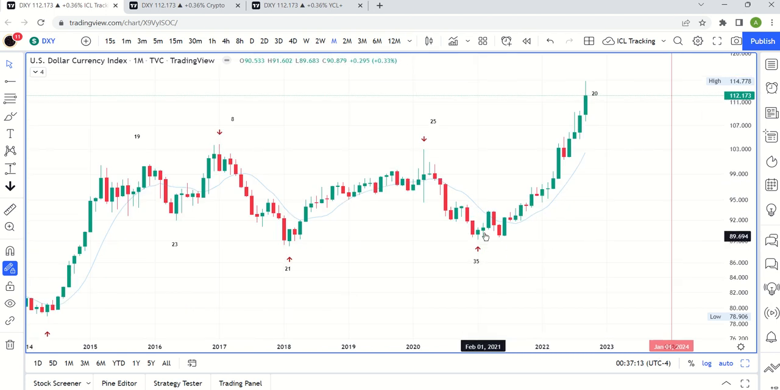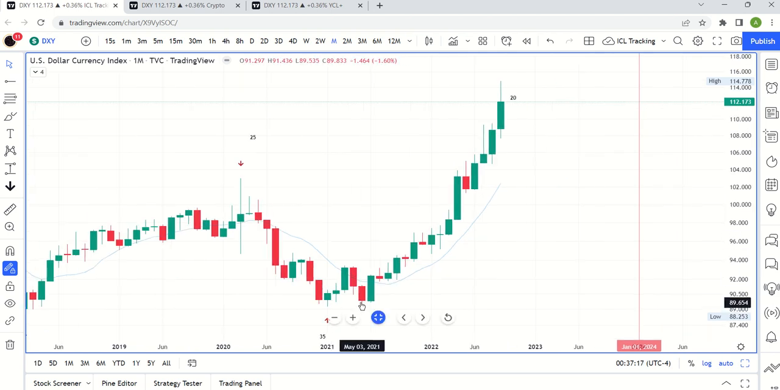We had this little scary back test, where it looked like, oh, maybe we're going to collapse. But then we had this bullish candle in June 2021, and then we just kept moving higher. Higher lows, higher highs, higher lows, higher highs, kept moving. And now we are in month 20.